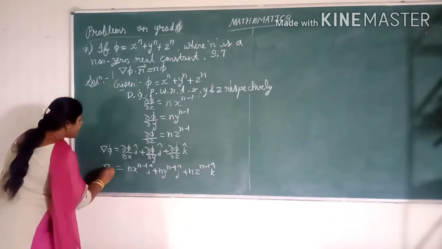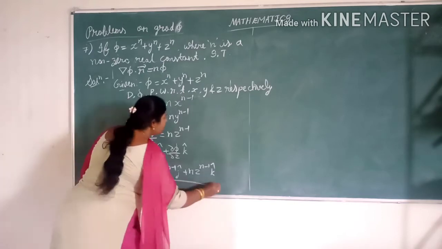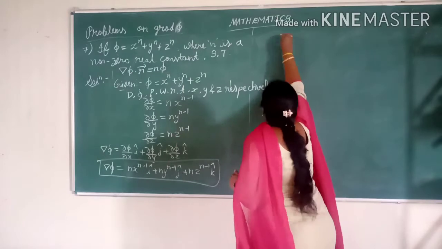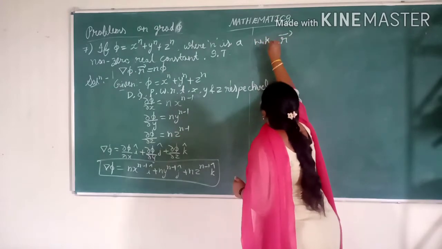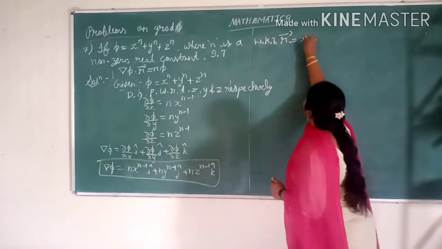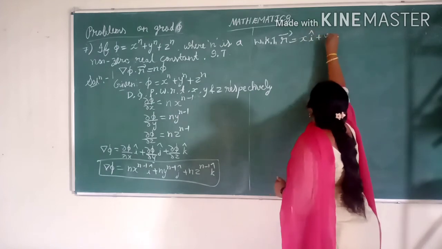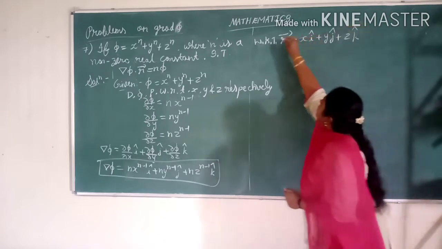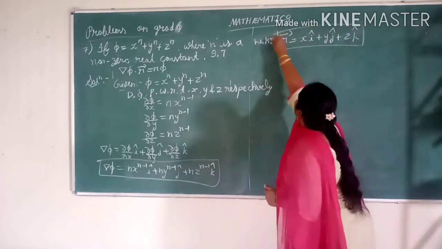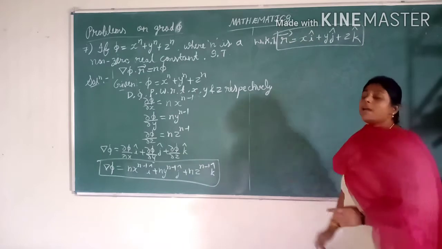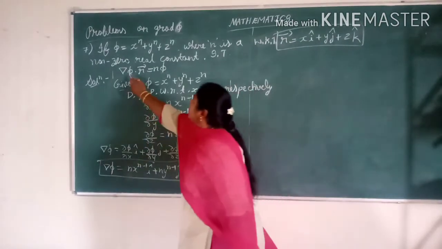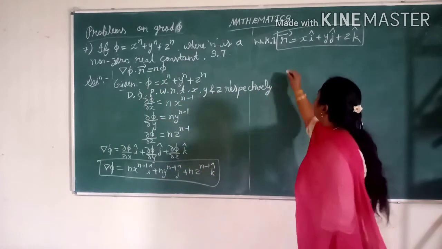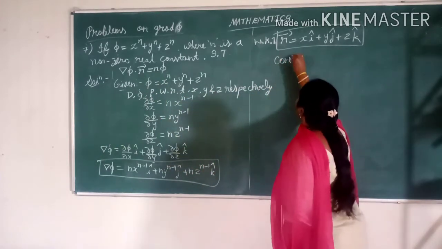After finding the grad φ, you want to know about the vector R. What is the formula for the vector R? We know that vector R is the position vector. The formula is x into i cap plus y into j cap plus z into k cap. Vector R is not given, you only need to remember it. Clear? Afterwards, what do you want to prove? Grad φ dot vector R equals nφ. Consider the LHS and prove it as the RHS.